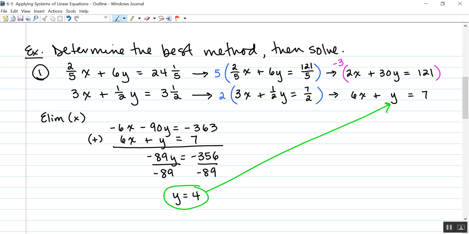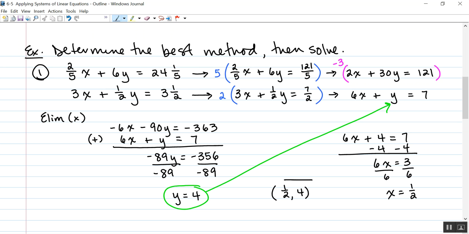One of the fun things about solving systems of equations is getting to draw little arrows. So that's going to give me 6x plus 4, which is y, is 7. Subtracting 4 on both sides, 6x equals 3. And then dividing both sides by 6, I get x equals 3 over 6, or reduce that fraction, x equals 1/2. So my final answer is the ordered pair, 1/2, comma 4. And the method I chose to use was elimination using multiplication.